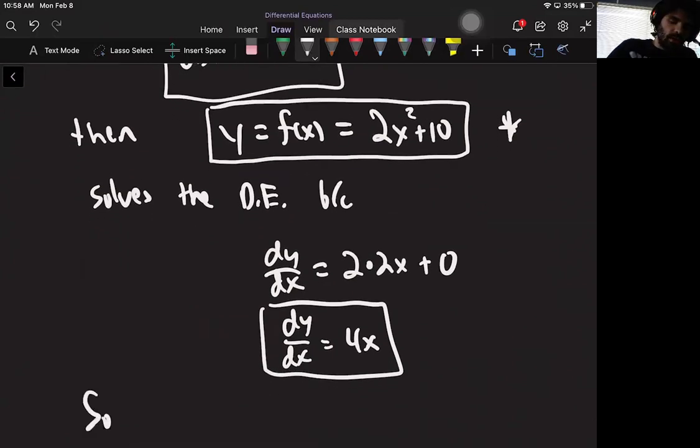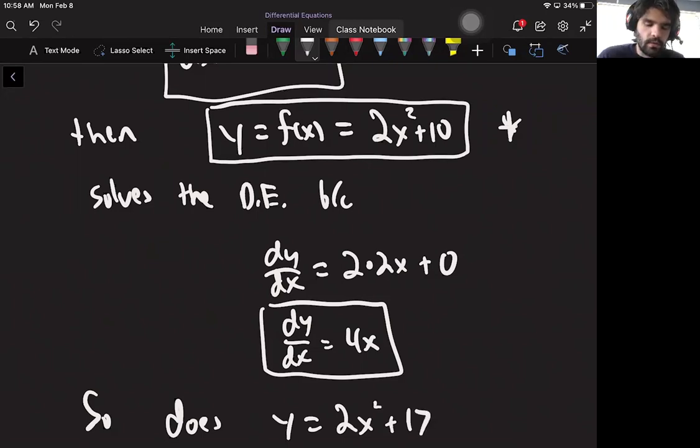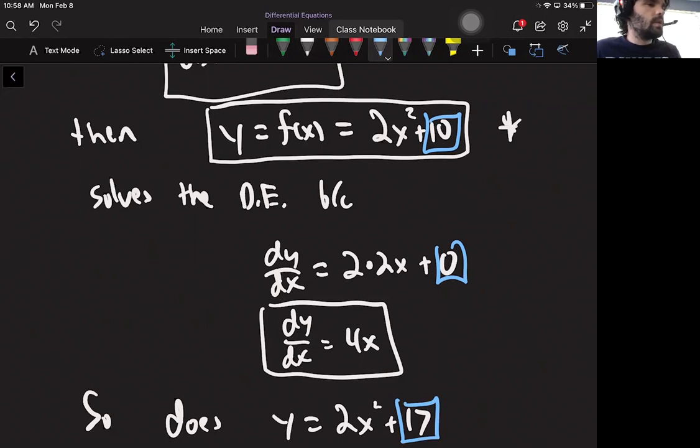But notice that there's actually more than one solution. There's many solutions. What if I used 2x squared plus 17? That would work too. The key being that the derivative of a constant is 0. So if I change this to a 17, it would still work. Okay, so that differential equation, I didn't really show you how to solve it, but I showed you how to see that this was a solution. So I guessed the correct solution and saw that it worked.